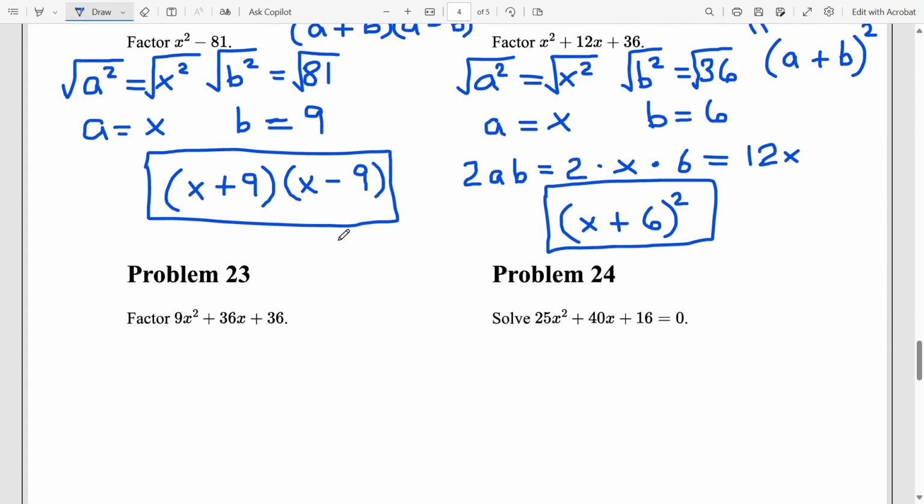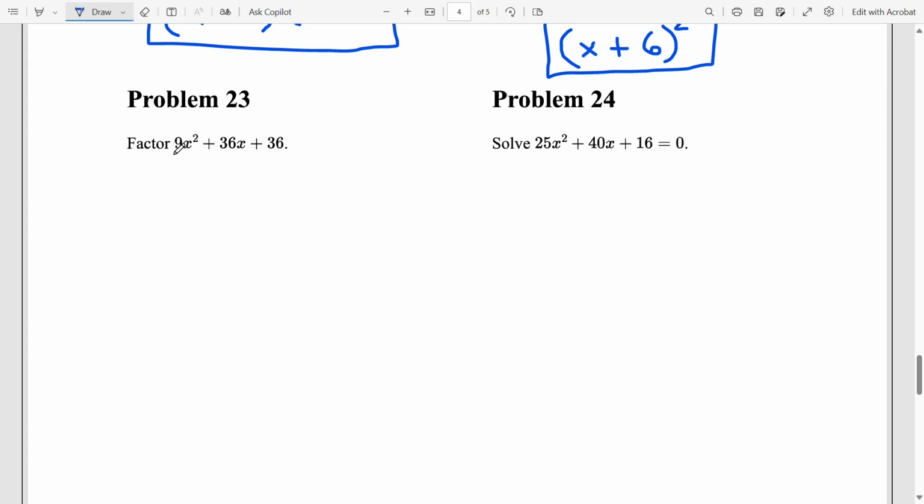Let's keep going. This next one here says factor 9x squared plus 36x plus 36. So I'm thinking this is a perfect square trinomial. So let's check. A squared would be the first term, 9x squared. B squared would be the last term, 36. The square root of a squared is going to be a, so we'll take the square root of both sides to figure out what a is. So a is going to be the square root of 9x squared, which is just 3x.